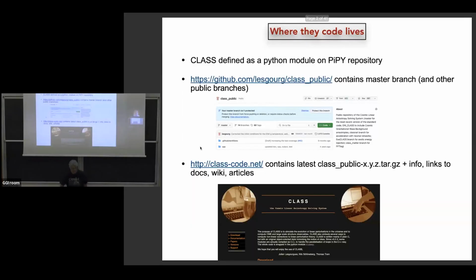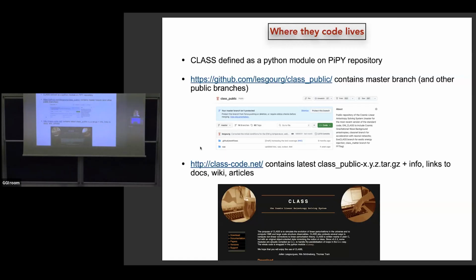So where does CLASS live? It lives in several places. It's an actual Python module which lives somewhere on the PyPI repository. But the code is physically located on GitHub, class public. Well, there is a class private, of course, but the one you can see is this one. It contains a master branch that most of you would be using. There are also a few other public branches. I will mention this at the end.